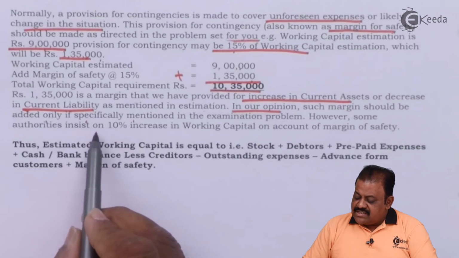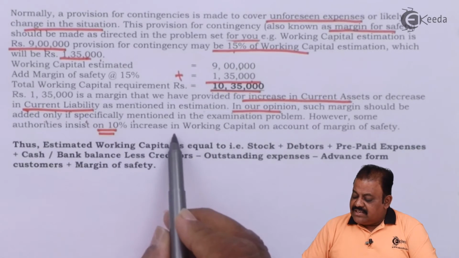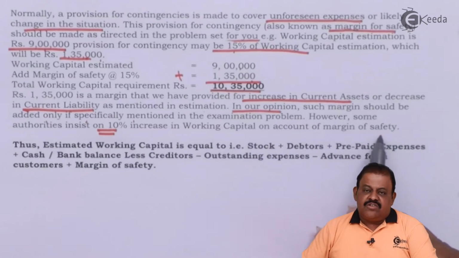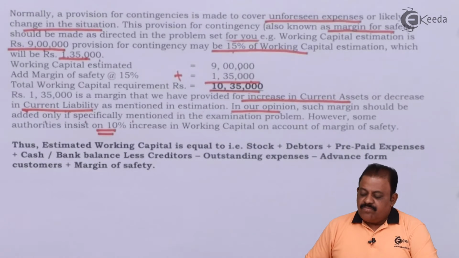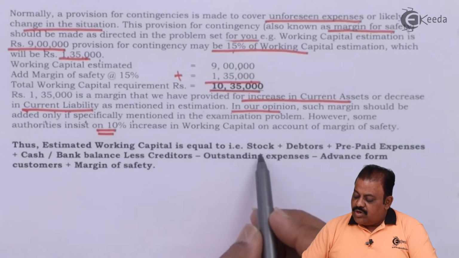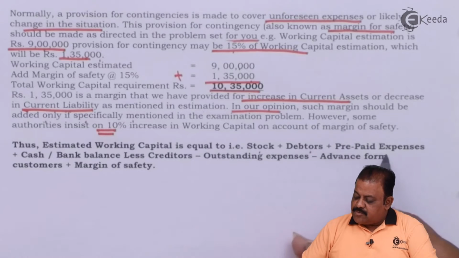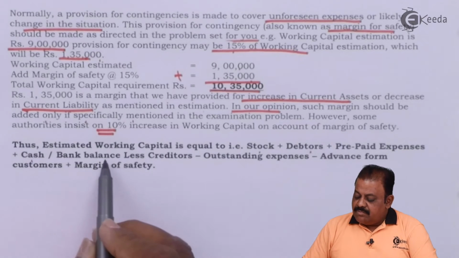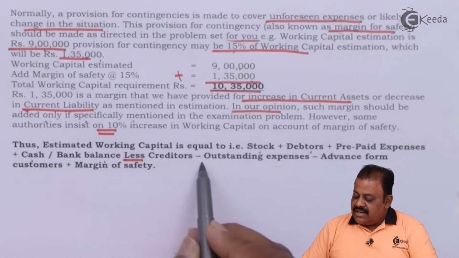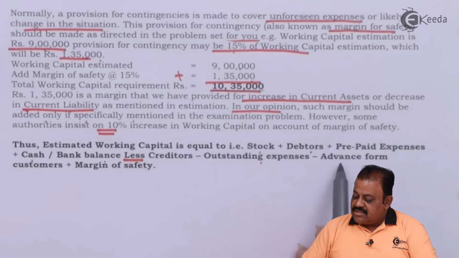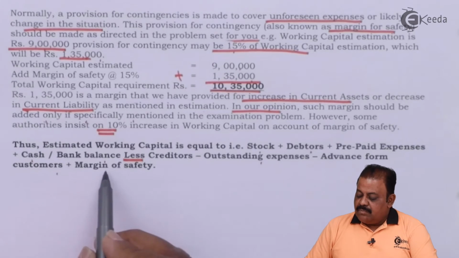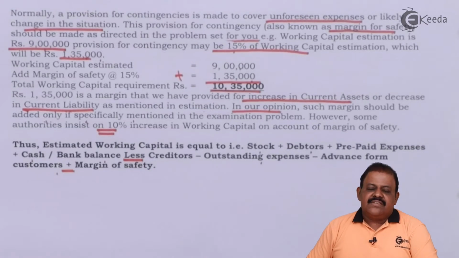However, some authorities insist on a 10% increase in working capital on account of margin of safety. Thus, estimated working capital is equal to stock plus debtors plus prepaid expenses plus cash plus bank balance, less creditors, minus outstanding expenses, minus advance from customers, plus margin of safety.